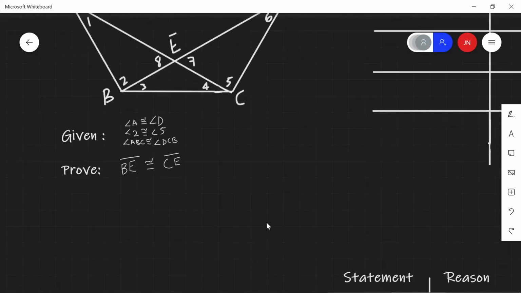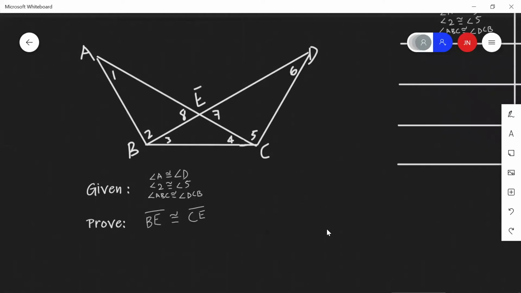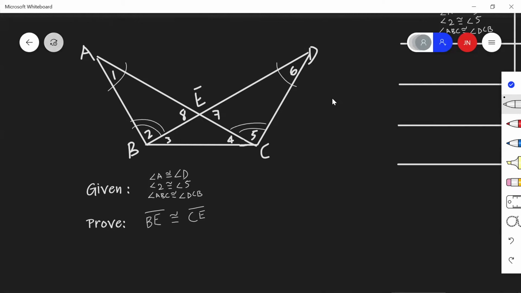Now let's look at E. Okay. So in this question, we have three givens which state that angle A is congruent with angle D, so angles 1 and 6 are congruent. Angle 2 is congruent with angle 5. And angle ABC, which is this angle right here, is congruent with angle DCB, so it's going to be this angle right here. And we're supposed to be proving that the segment BE is congruent with the segment CE. All right, let's look into that.